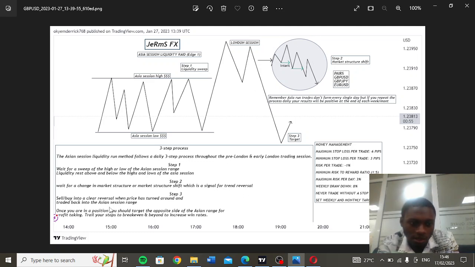That's the second step, and then we sell or buy into the opposite side of the range, whether the session low or the session high, depending on whether we are buying or selling. So that's it.